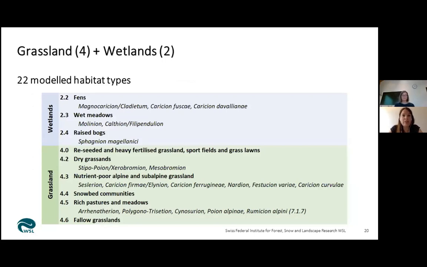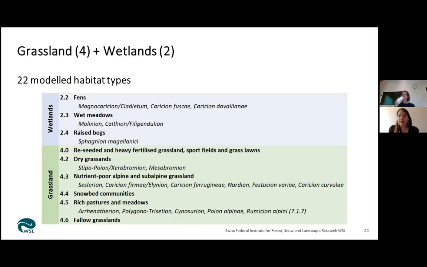As Bronwyn already mentioned, we model most of the grassland and wetland habitat types at the 3rd level, so the most detailed one, because also within the 2nd level, the groups, the habitat types are sometimes quite diverse from each other. Only for the reseeded and heavy fertilized grasslands, the 4.0, the snowbed communities and the fallow grassland, we did the modeling on the 2nd level.